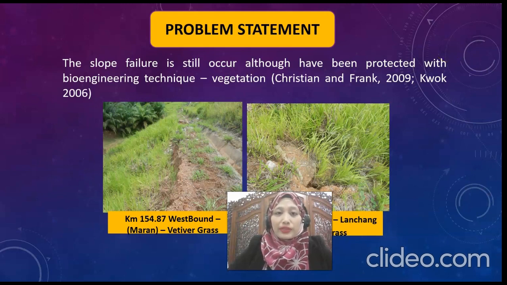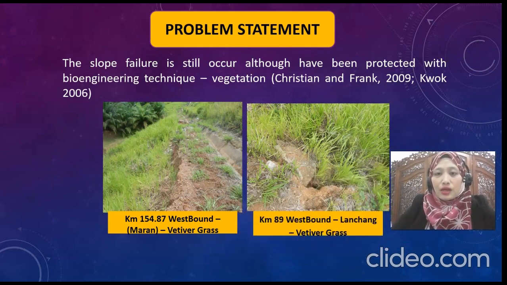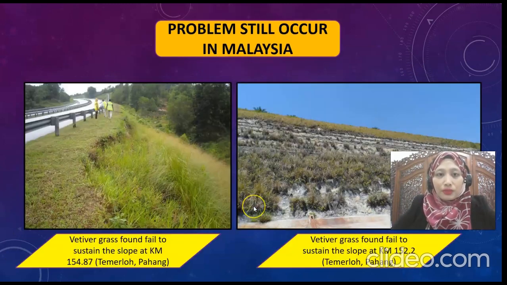Okay, let's take a look at the problem statement. If you look from the figure here, this slope failure is still occurring, although it has been protected with vegetation. It happened along the Mara and also the Lantan area in Malaysia. Okay, let's take a look at another picture. The Vetiver grass was found to have failed to sustain the slope, in the Tumulapahan area.